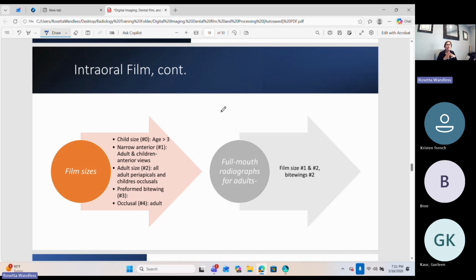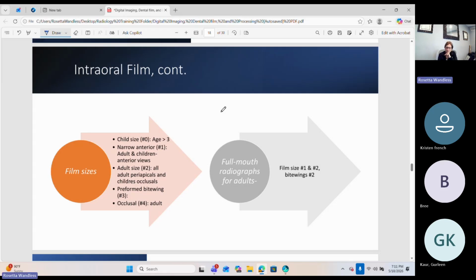We'll talk about what we use each of these x-rays for diagnostically later. Right now, we're just talking film sizes. So we have 0, for children 0 to 3. A number 1 that is for children as well as adult anterior only. And we have a number 2, which is for adult all x-rays and occlusal for children. We have a number 3, which is a preformed bite wing. And we have a number 4, which is an occlusal. So we have 5 film sizes. Awesome.